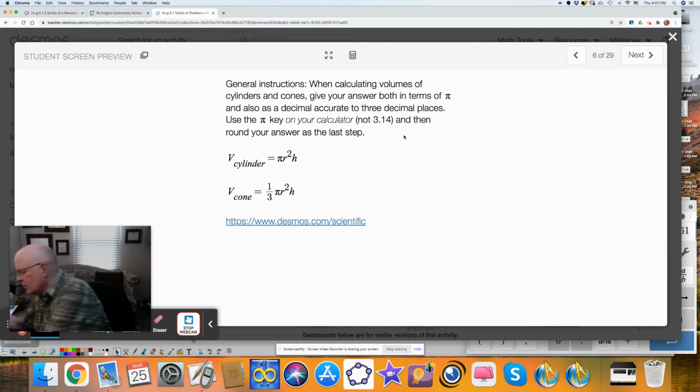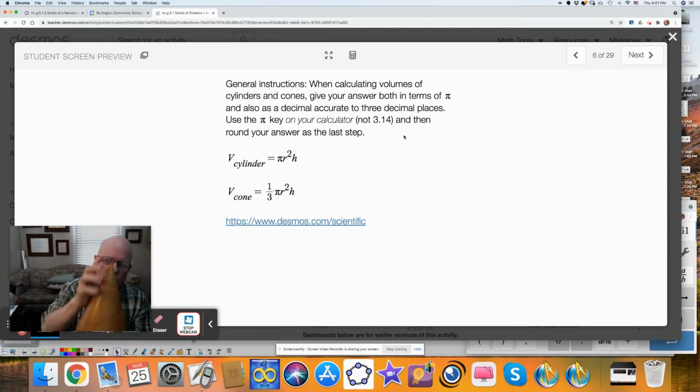Fine. Pi r squared times the height would be the volume of this. I also have a cone here, and this is a pretty big cone. This is a cone. It comes to a point. Its base is also a circle, and so it's pi r squared.